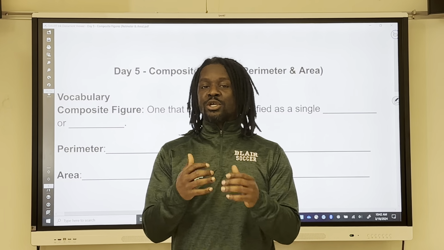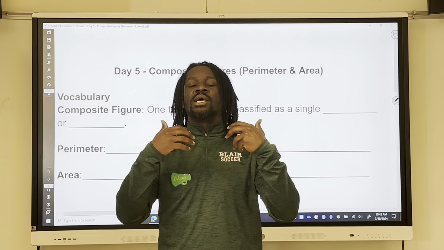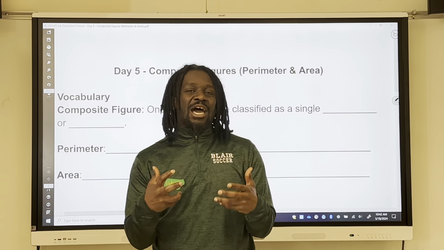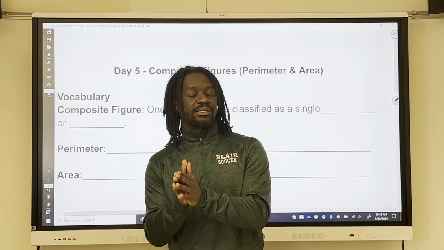Okay, and so we are just going to continue building and getting a little bit more complex. We started with angles, then we looked at right triangles and Pythagorean theorem, and now we are going to be finding the perimeter and the area of composite figures.